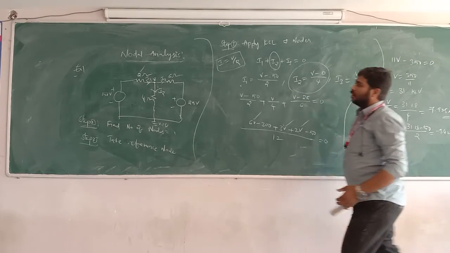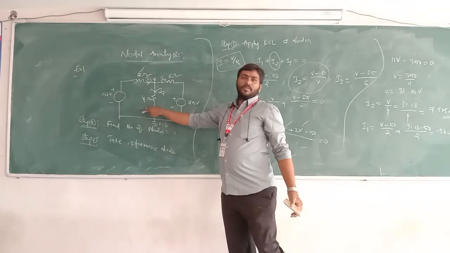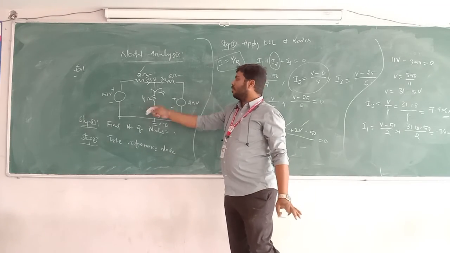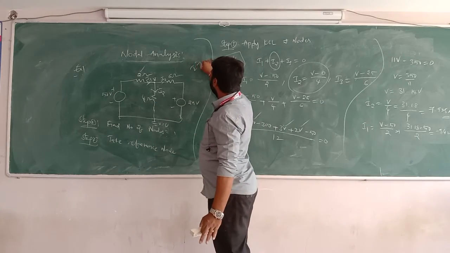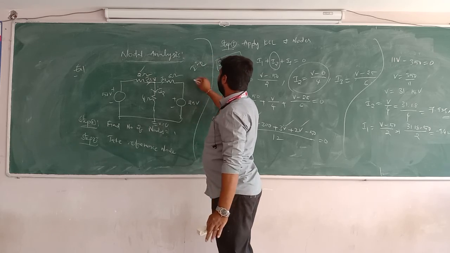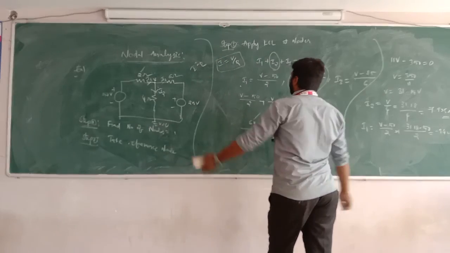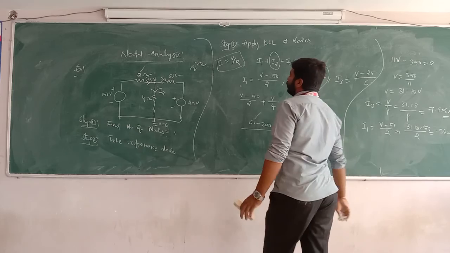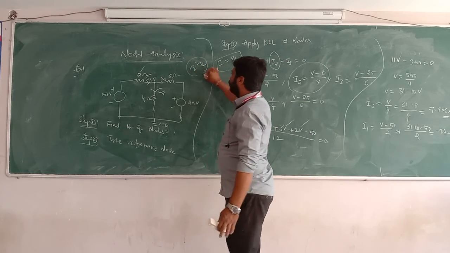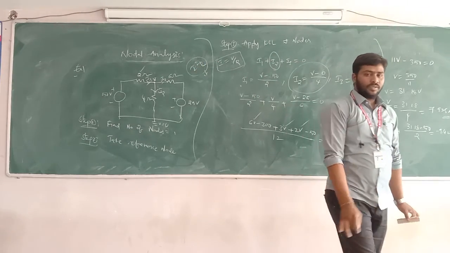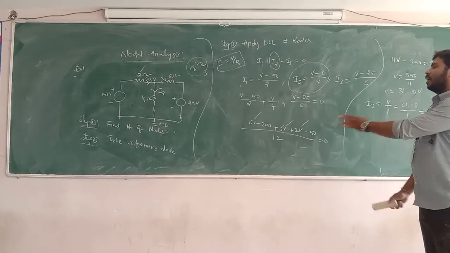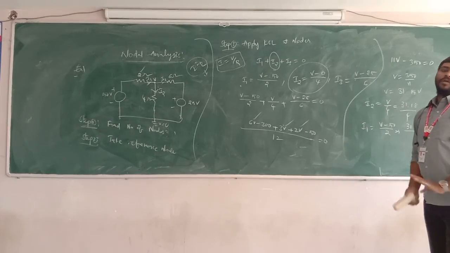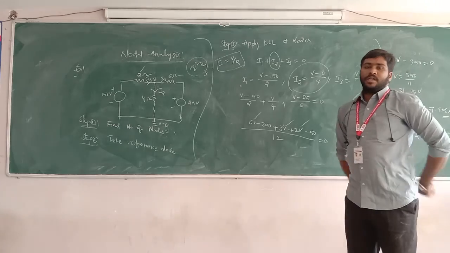So if I want the power consumed by the 4 ohms, how can we find? That is I squared into R. R is 4 ohms, and I squared is 7.92 squared. By substituting those values, we can find the power also. So like this, we can find all the factors like in the nodal analysis. Thank you.